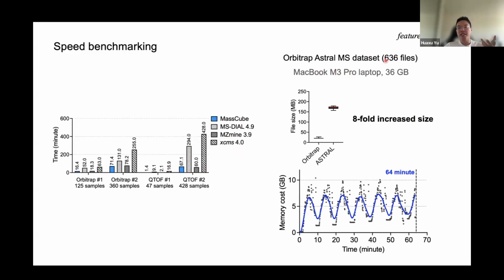It's over 600 files, and because with the new Orbitrap Astral, the MS2 acquisition is much improved, the data size was also increased. So with this 8-fold increase in data size, we achieved end-to-end processing on a personal laptop in 64 minutes with parallel processing.